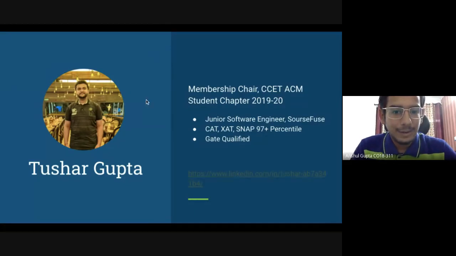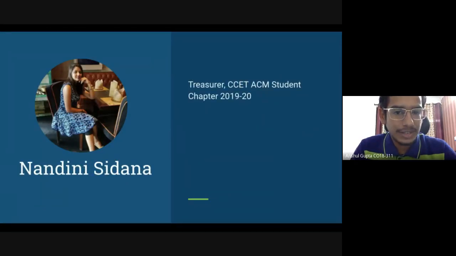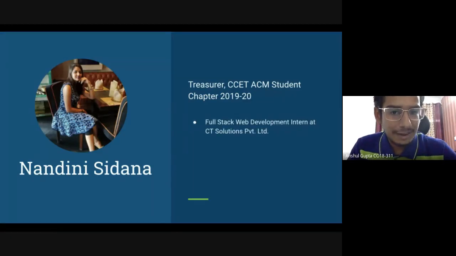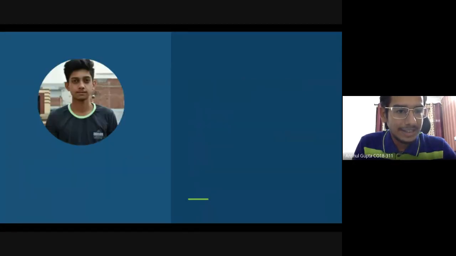Moving on to the next, Nandini Sidana. She acted as the treasurer for the CCET ACM Student Chapter 2019-20. Currently working as a full stack web development intern at CT Solutions, and she also has an offer from TCS. She was basically the first student, as per our information, from the batch of 2017 to 21 to join ACM, and she acted as an executive member as well in the year 2018-19. So yeah, this was all about Nandini.